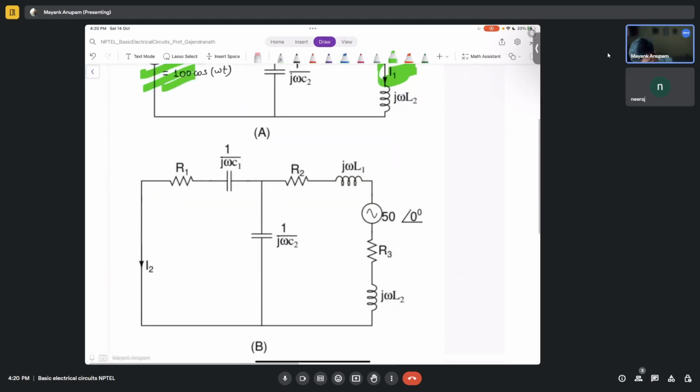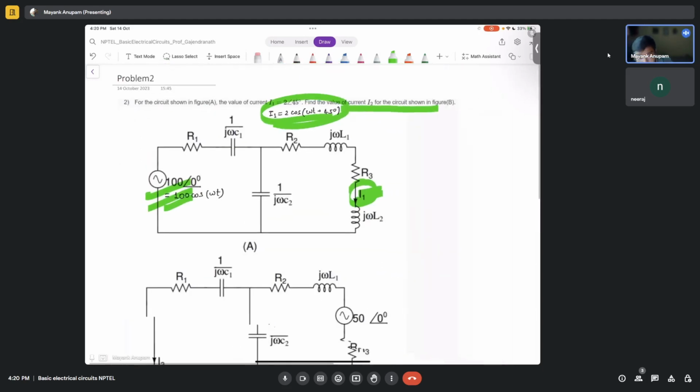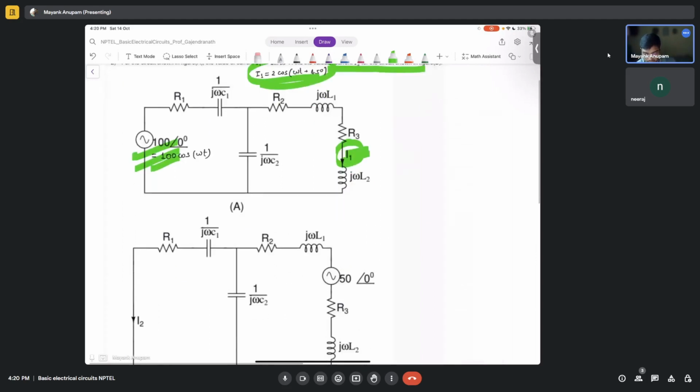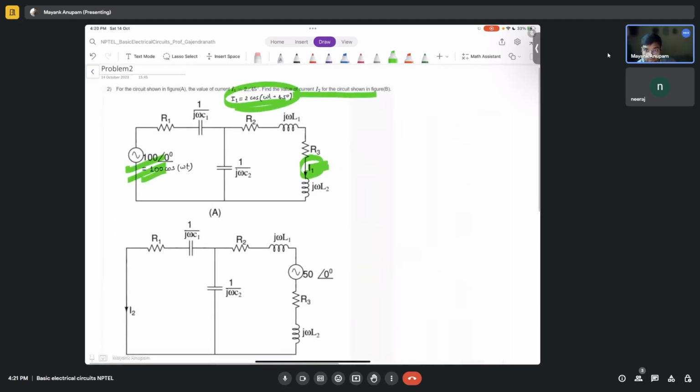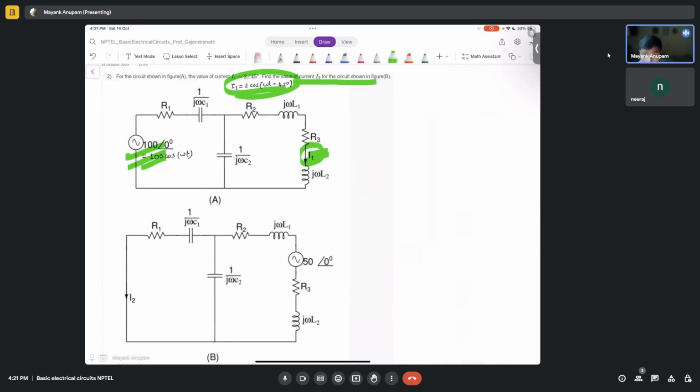Now based on this information, let me reduce the size. I hope it is visible now also. Yes, sir, I can see it.